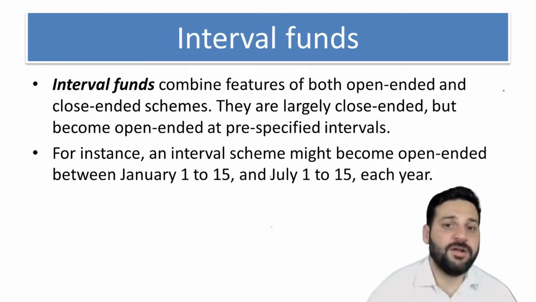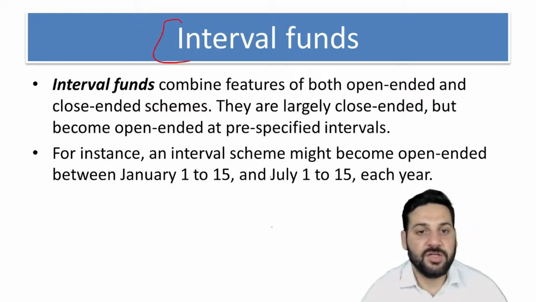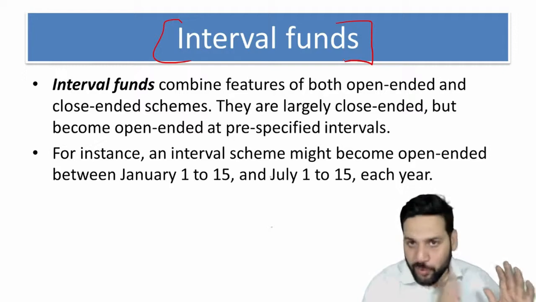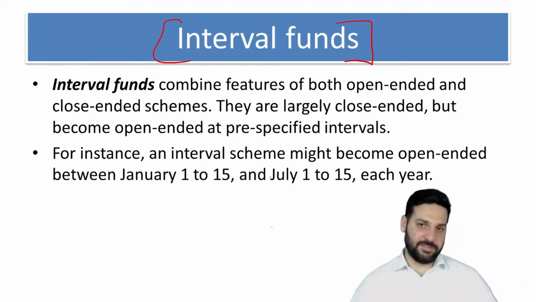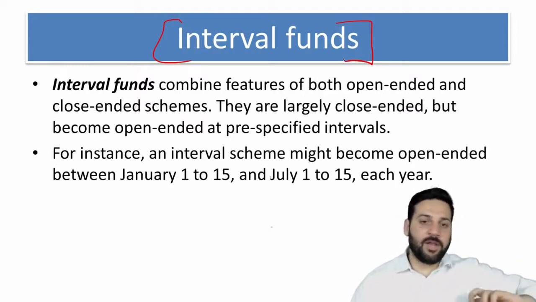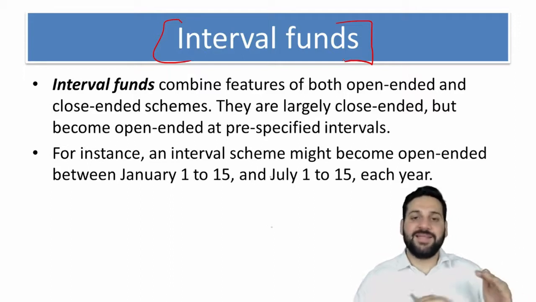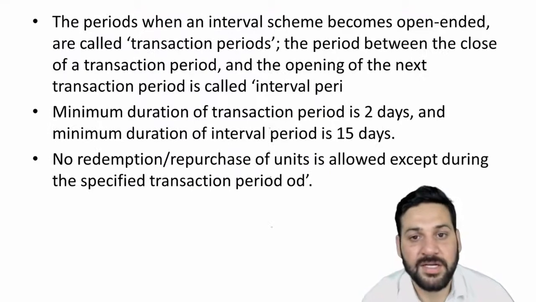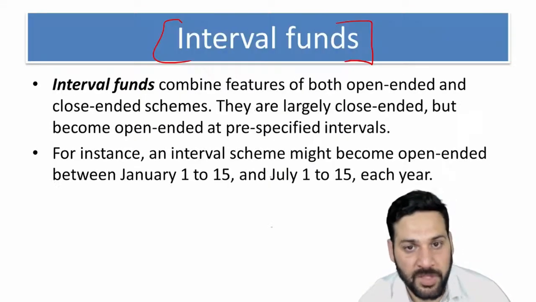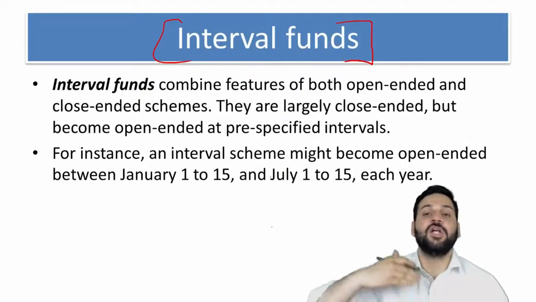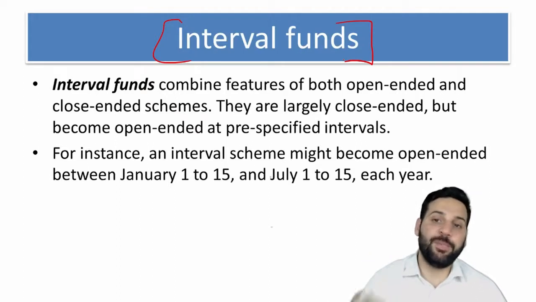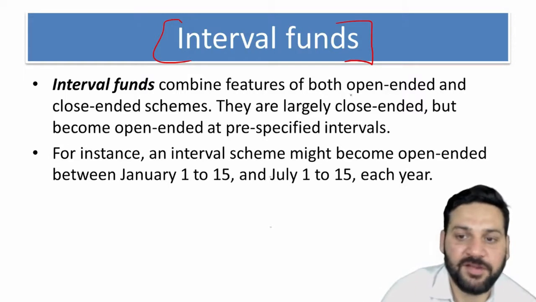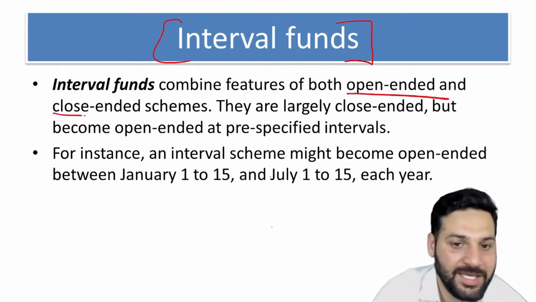Now there is a third kind of fund, which is an interval fund. So interval fund, I would say interval fund is having benefits of both open-ended funds and closed-ended fund, right? You cannot sell it at any point of time, but there are windows, right? There are transaction windows. They are known as transaction period. There is transaction period during which you can buy or sell your units, right? So it combines the benefits of open-ended and closed-ended schemes.